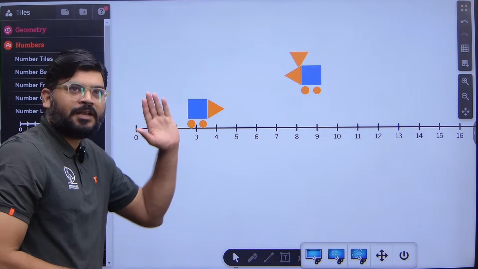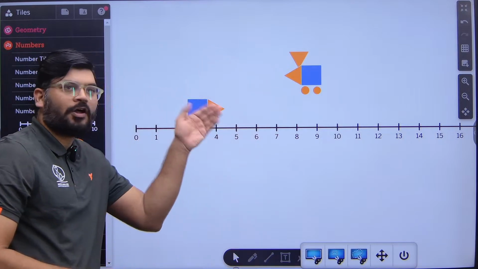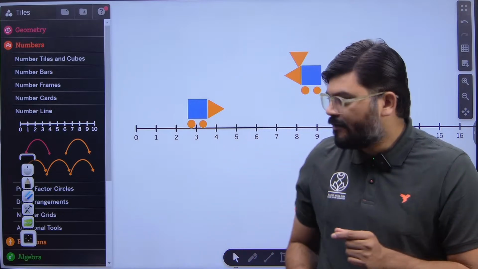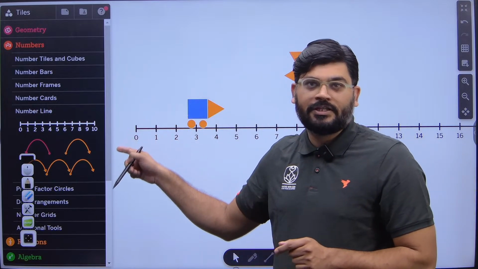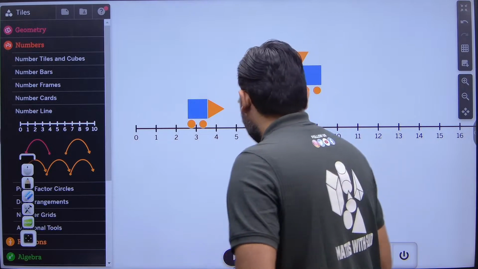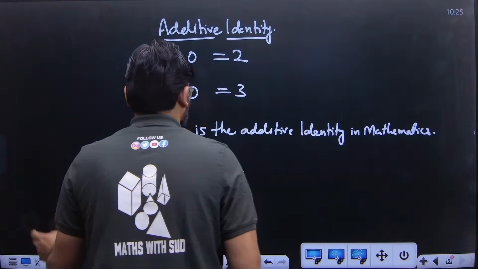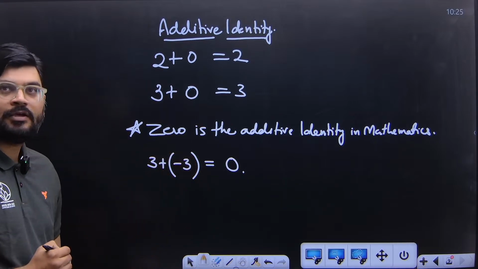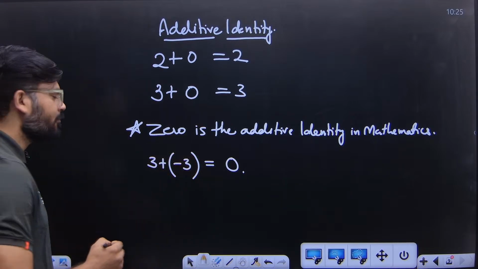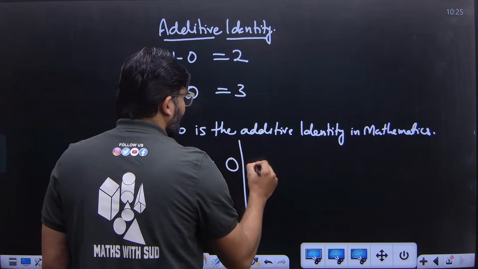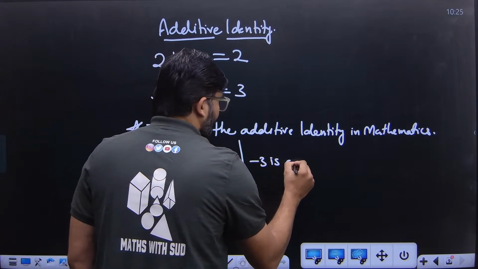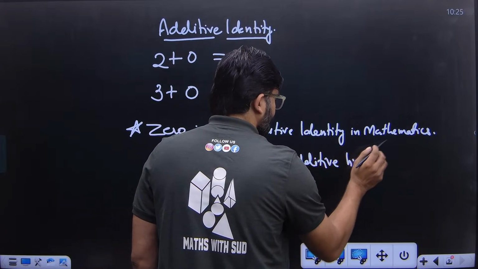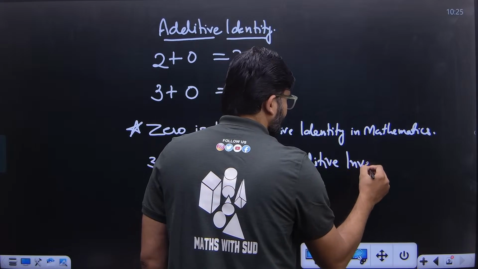But how is that possible if you are facing towards the positive direction? Will you go forward or reverse? Reverse. So when you go reverse, the number will be -3. So we say the answer is -3. What is -3 known as? We say -3 is the additive inverse of 3. Now you might be thinking, sir, what is this new word, additive inverse?